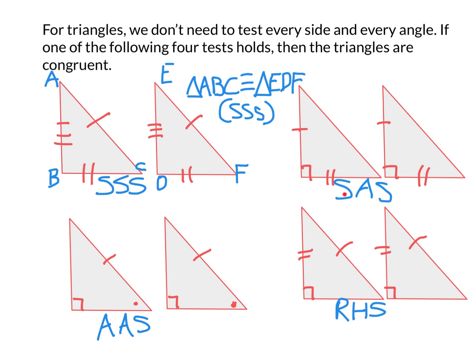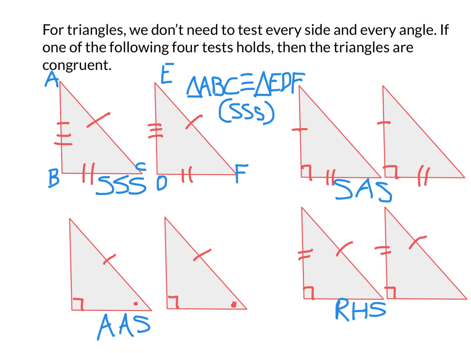All right, the second test is SAS. That's when you have 2 pairs of equal corresponding sides and the angle between them is equal. It must be the angle between to use the SAS test. So these triangles will definitely be congruent. The third test is AAS. That's where you have 2 pairs of equal corresponding angles and a pair of corresponding sides is equal. The sides must be corresponding, matching up. So they have to be, in this case, the longest side in each triangle, or they have to be the shortest side in each triangle, but the sides that you use for AAS must be corresponding.